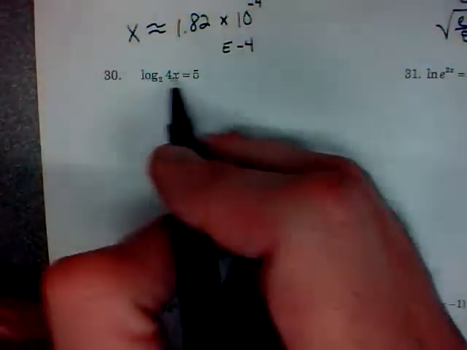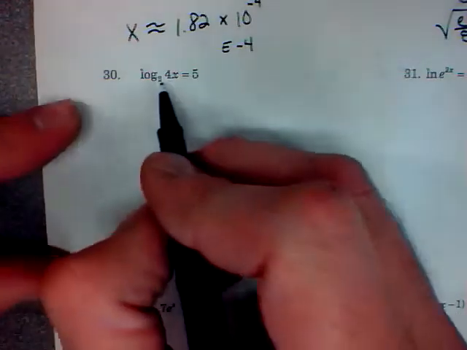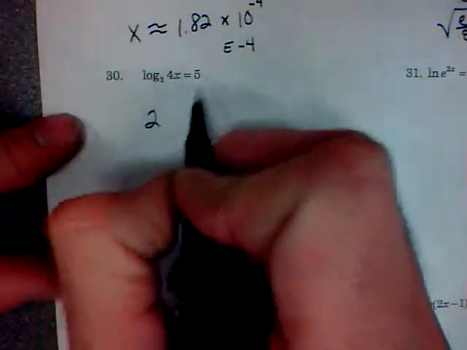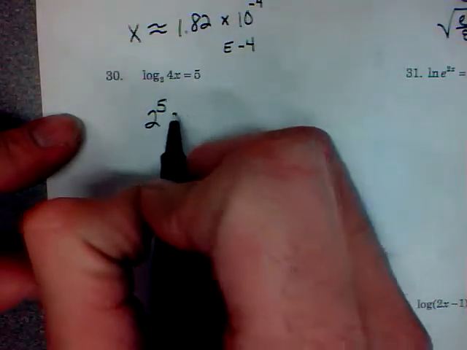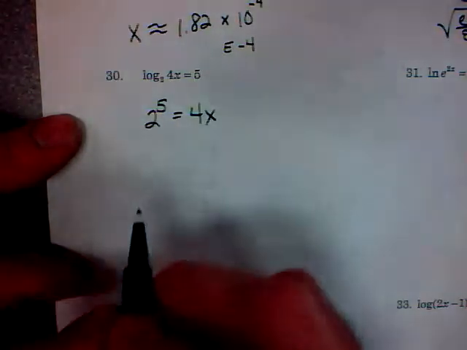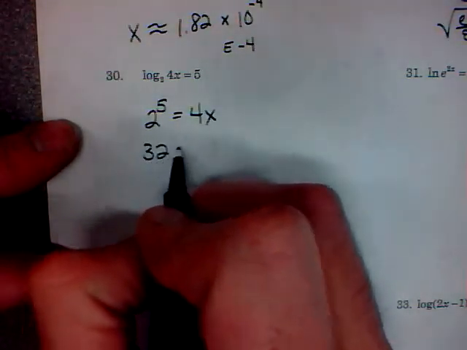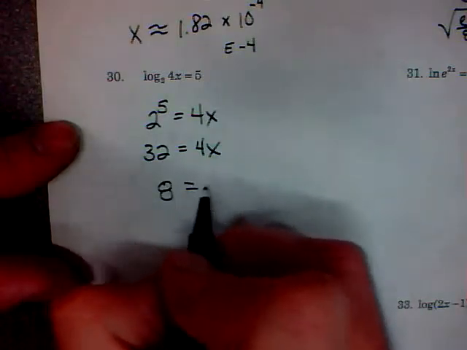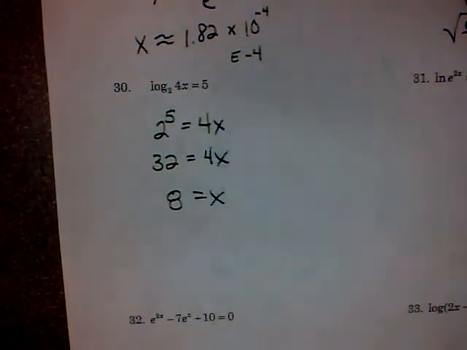Okay. So moving on to number 30. Looks like this one's already a single log. We have a base, an answer, a power. Here this time the base is 2. Our power is 5, equals the answer, which is 4x. 2 to the 5th is 32 equals 4x. Divide by 4 and x equals 8.